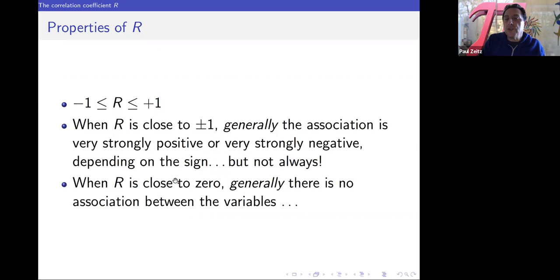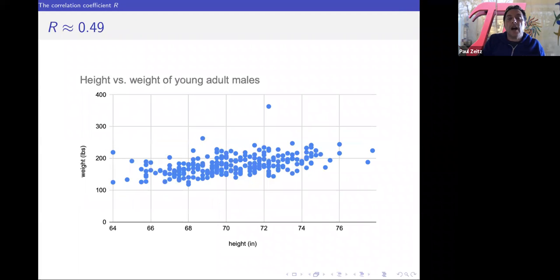When R is close to 0, that means you have things in the plus plus quadrant and the minus plus quadrant and the minus minus quadrant and the plus minus quadrant. They're all kind of canceling each other out. So you basically have a cloud of points, and usually there's no association between the variables, but not always. Again, there's a caveat. Let me show you some pictures to build your intuition about what various values of R are. And then I'm going to look at some computer outputs that will annoy you.